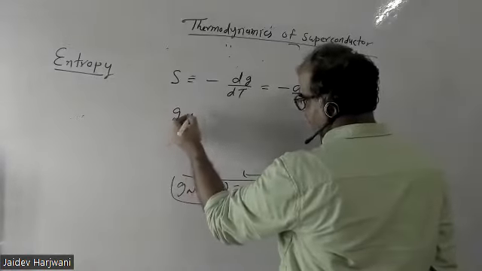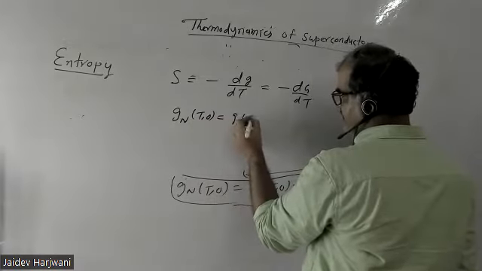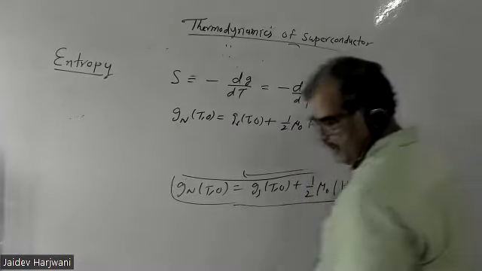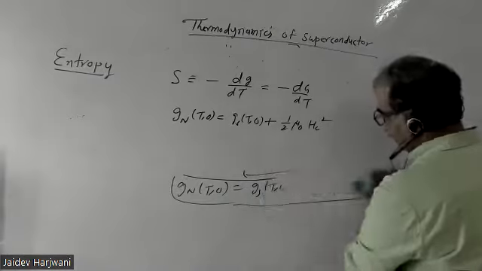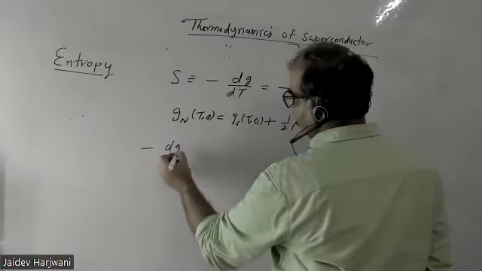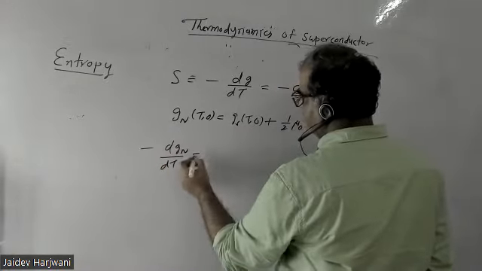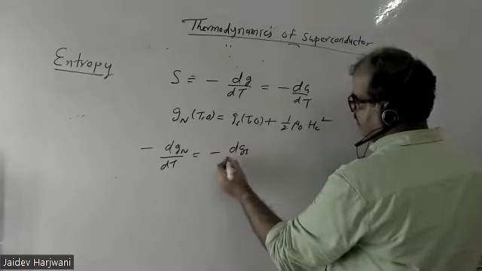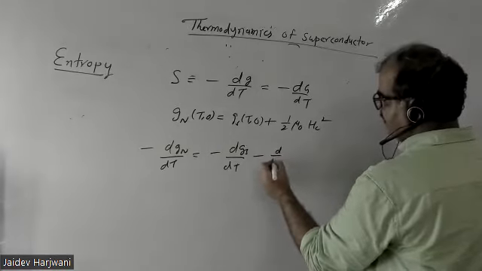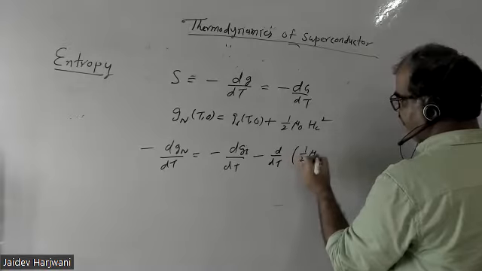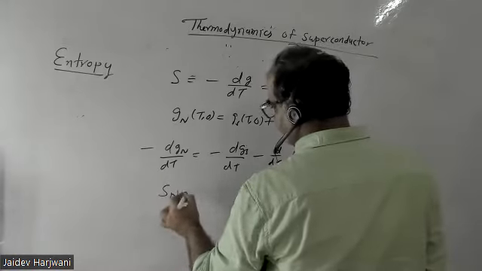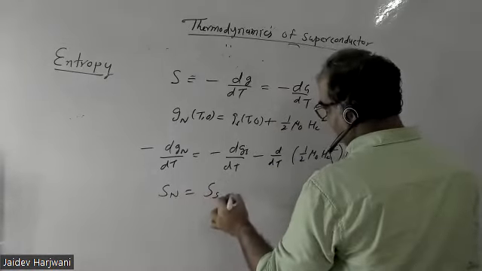I have the relation gn(T0) equal to gs(T0) equal to half mu naught Hc square. Now just differentiate this equation and you'll get the entropy of the normal state and superconducting state. So minus del gn upon del t, minus del gs upon del t, and minus d upon dt of half mu naught Hc square. This gives the entropy of the normal state and the entropy of the superconducting state.